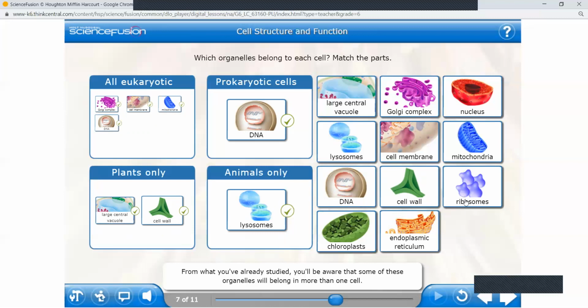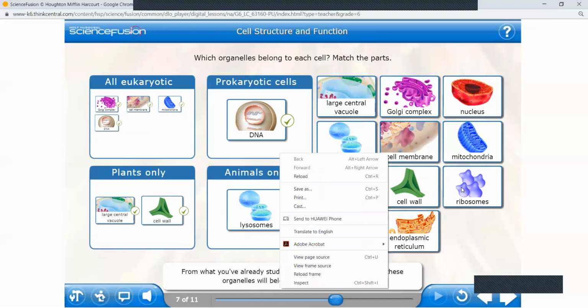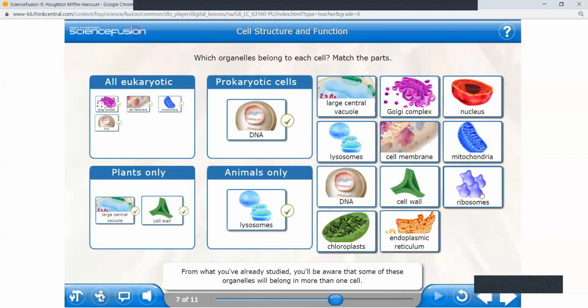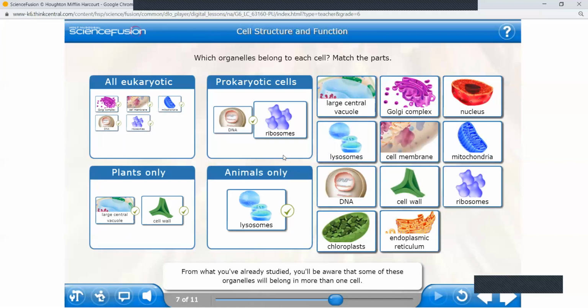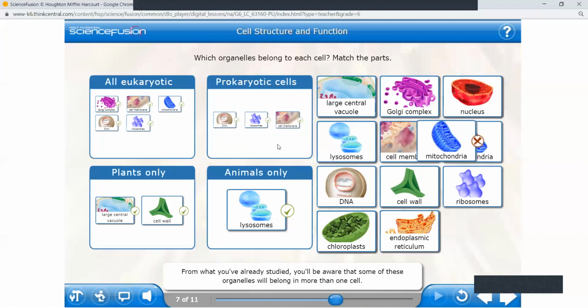Ribosomes. Yeah, ribosomes. All. Yes. When it's saying both, that means you can put it here also, and here also, and even in the cell membrane. Mitochondria, and again here. Oh my God. Miss, it kept saying no battery, please charge. Oh, that is for you, not for me.